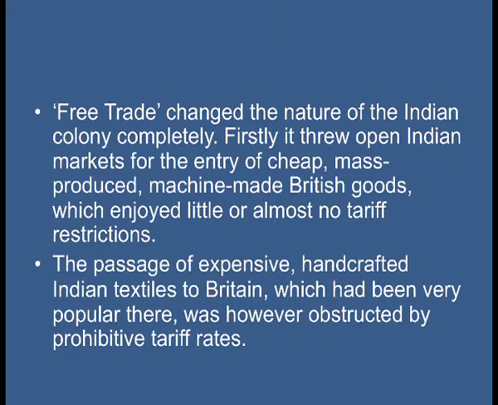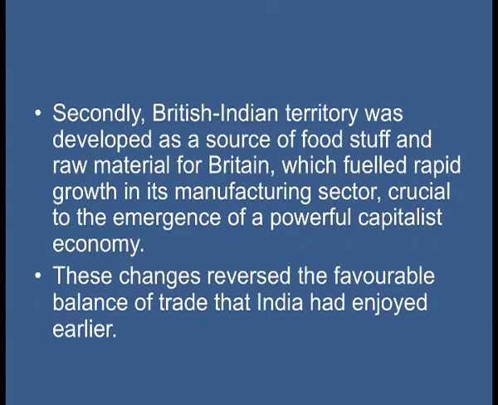Firstly, it threw open Indian markets for the entry of cheap, mass-produced, machine-made British goods, which enjoyed little or almost no tariff restrictions. The passage of expensive, handcrafted Indian textiles to Britain, which had been very popular there, was, however, obstructed by prohibitive tariff rates. Secondly, British Indian territory was developed as a source of foodstuff and raw material for Britain, which fueled rapid growth in its manufacturing sector, crucial to the emergence of a powerful capitalist economy. These changes reversed the favorable balance of trade that India had enjoyed earlier.